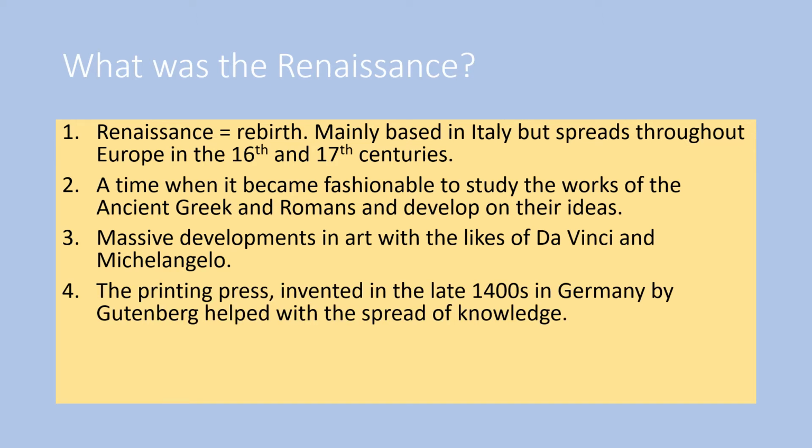We talked previously about how a lot of ideas spread from Italy to other countries because of widespread trade and travel at this time. But also a significant invention is created in the late 1400s, the printing press, which was created by a German inventor, Gutenberg, which helps the spread of knowledge. Prior to the printing press, all books were written out by hand, whereas now books can be made a lot quicker and a lot easier as well.